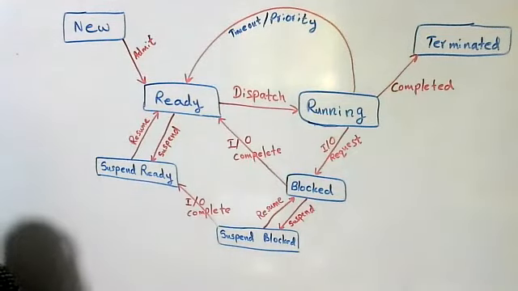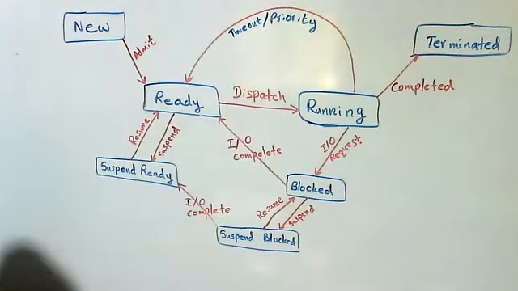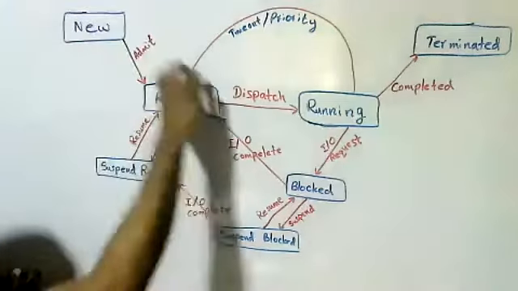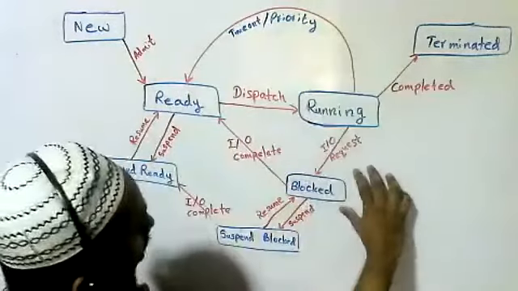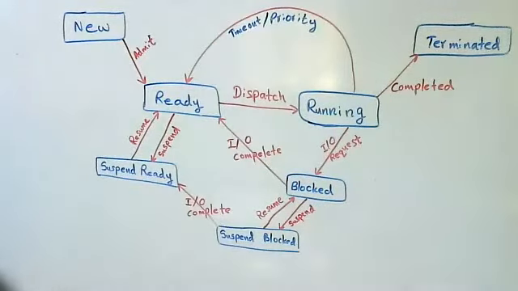I already explained each and every state in detail. So today we're going to see process schedulers, students. Whenever a process starts its execution, a process may stay in these 7 states: new, ready, running, blocked, suspend ready, terminated. A process may go through all these states until its execution completes, or until it is terminated.